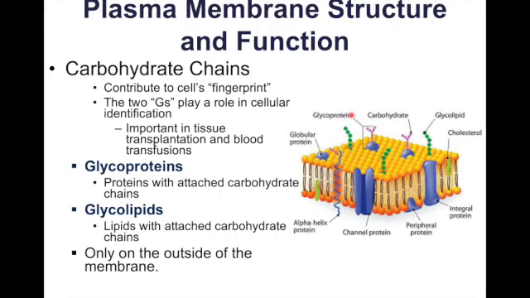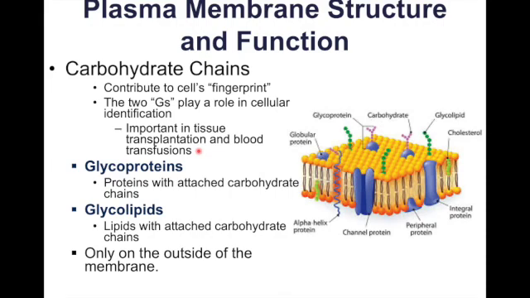and these help contribute to what we call the cell's fingerprint. Some people call them the 2 Gs because they're glycoproteins and glycolipids. And they help with cellular identification, which obviously is important if you're talking about transplants, right? So this is why you can't give someone who has type A blood type B blood, right? Because those fingerprint things don't match, and then the immune system doesn't recognize the B blood as its own, and so it can attack it. So that's why that's so important.